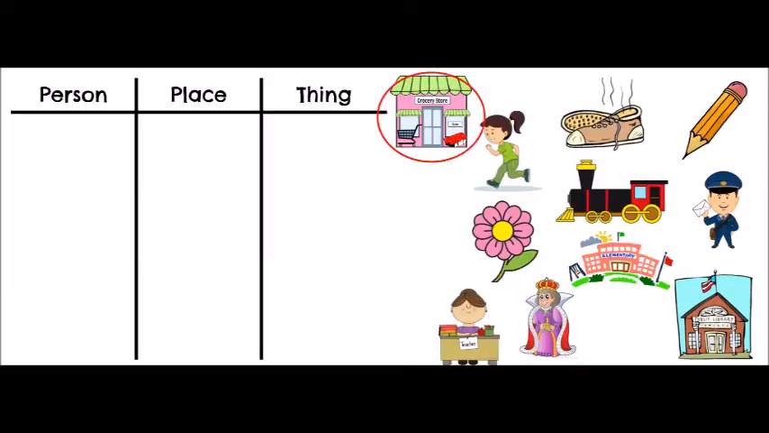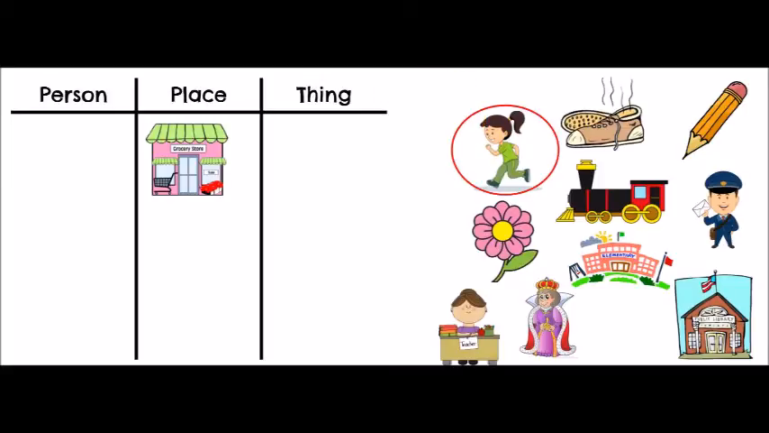We have a picture of a grocery store. We know a grocery store is not a person because you can't talk to it, and it's not a thing that you can hold in your hand, but it is somewhere you can go, so a grocery store is a place. Next, we have a picture of somebody running. So running is not a person, you can't talk to running. Running is not a place that you can go to, and running is not something that you can hold in your hand or use, so it's not a thing. So running is actually not a noun, and we won't put that into one of our categories.